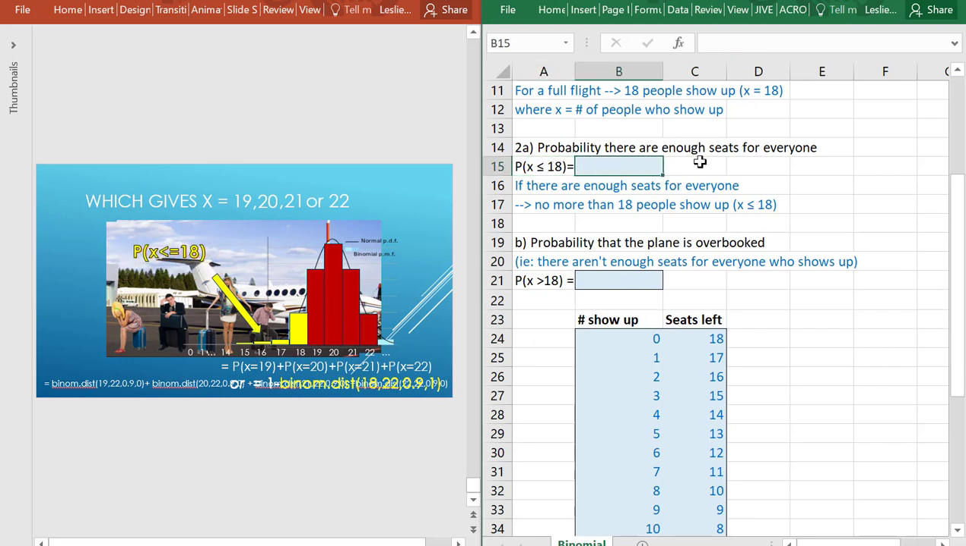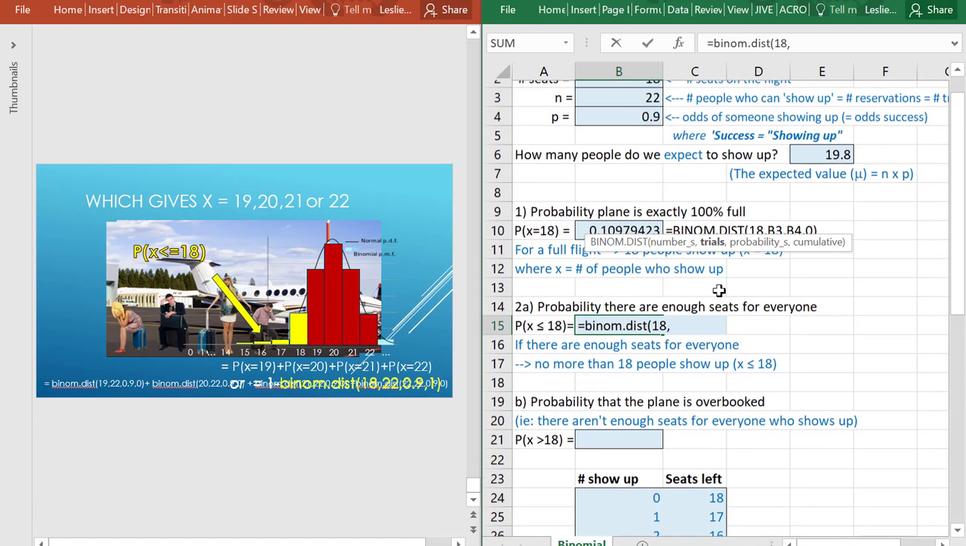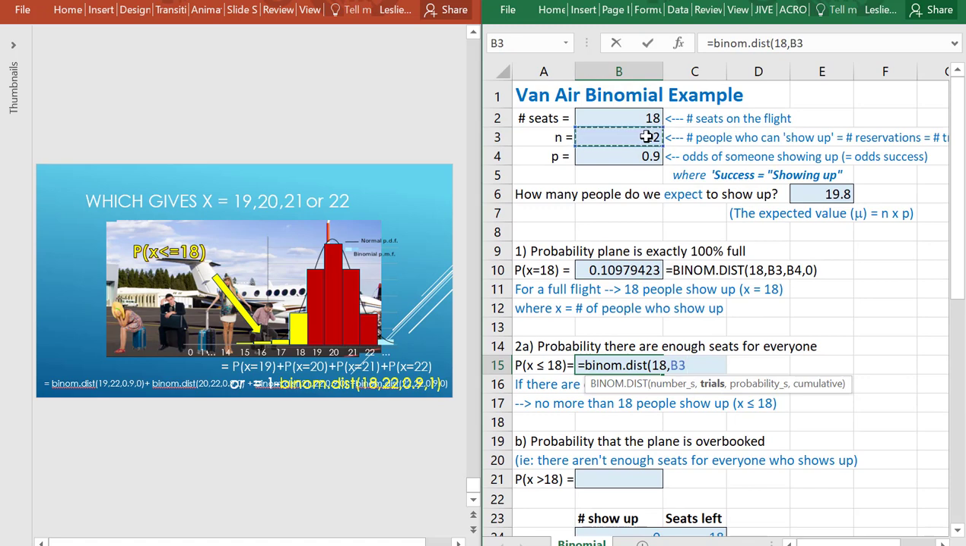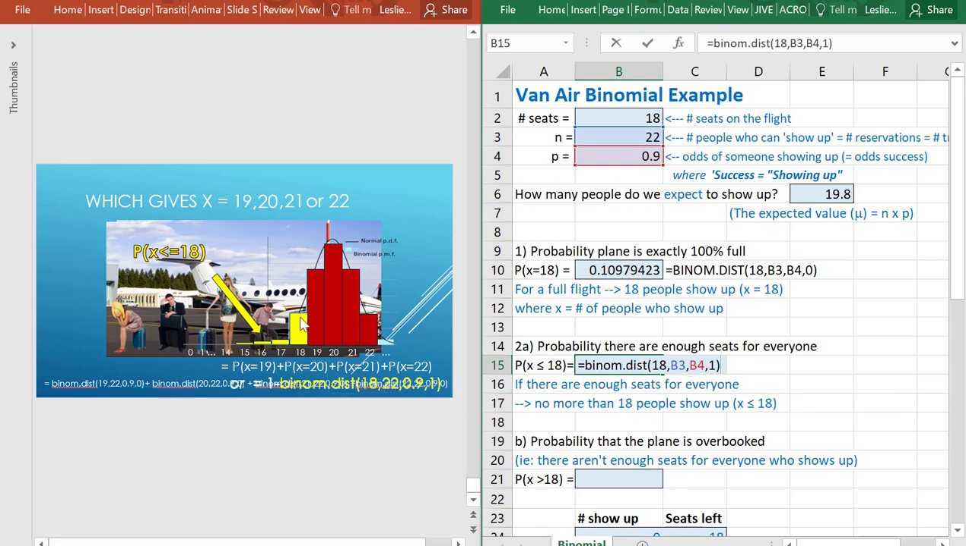Okay, so to get that in Excel, you just do a binom.dist and put in the 18. If we want less than or equal to 18, put in the 18 for our X value. And again, N is 22. The odds of success or showing up is 0.9, and then put a 1 for yes. If we want this entire area up to and including the 18 right here, put cumulative to 1. Okay, so the odds of there being enough seats for everyone. Whew, only 17%. That is not very good.